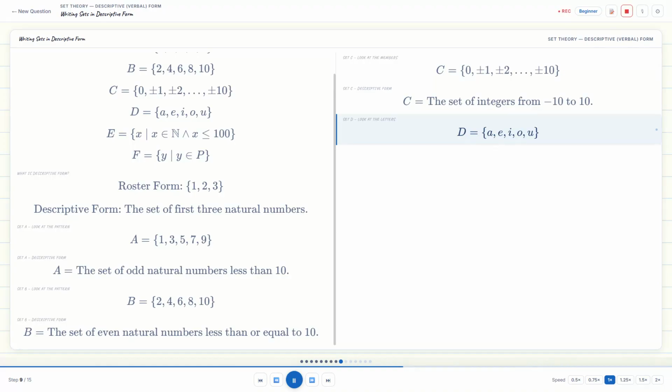Now set D has letters A, E, I, O, U. Do you know these letters? Yes, these are the vowels of the English alphabet. Every other letter is called a consonant.